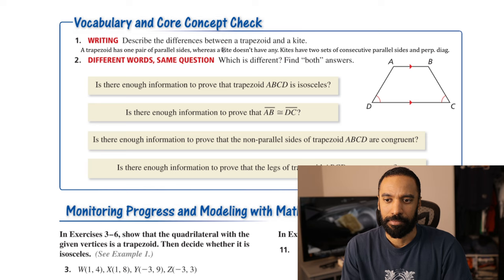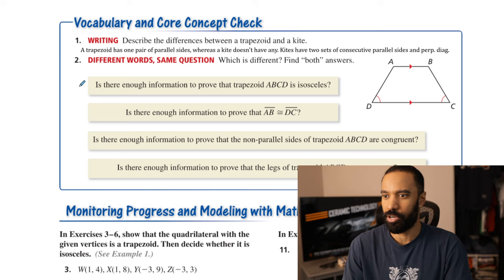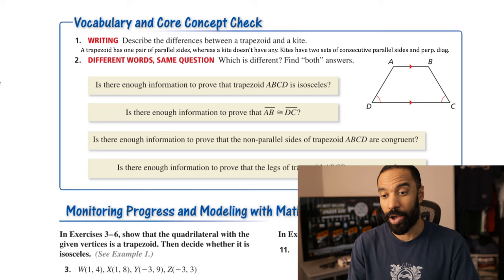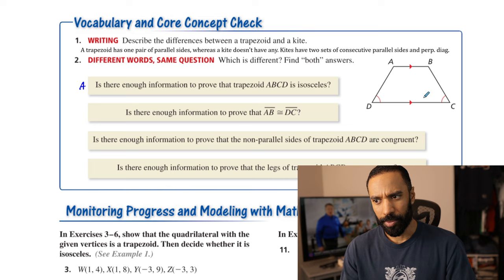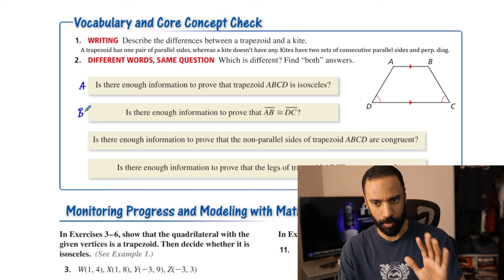All right, which is different? Find both answers here. Let's see. Is there enough information to prove trapezoid ABCD is isosceles is the question. Now, the answer is yes, there is. But that's one, option A. Is there enough information to prove that AB is congruent to DC? AB congruent to DC is not something that we'd be looking for. That's something in a parallelogram. That looks like a different kind of question entirely. AD and BC? Yeah. That, no.